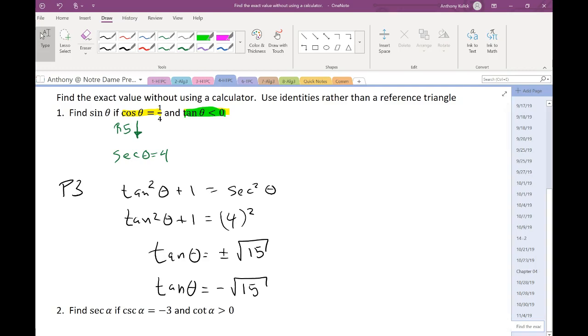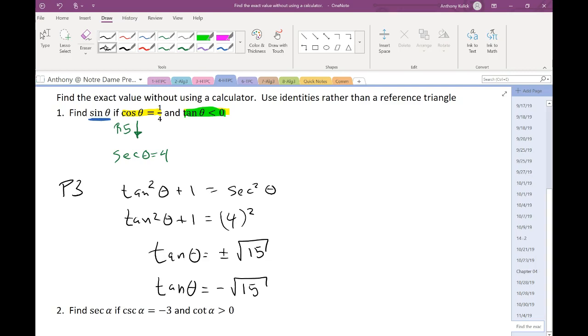Okay, so now I have the exact value for cosine and the exact value for tangent. I'm still looking for, though, the exact value for sine. So what I'm going to do now is look for another identity that involves sine, cosine, and tangent. And I'm going to use that identity to solve for sine.